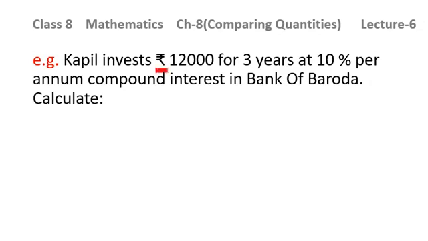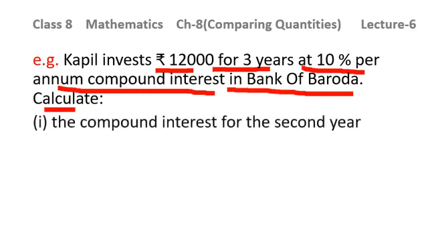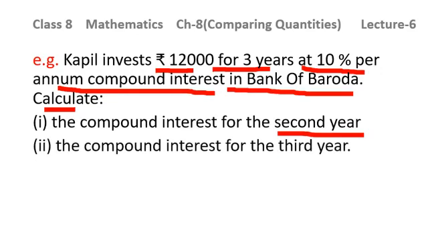Kapil invests rupees 12,000 for 3 years at 10% per annum compound interest in Bank of Baroda. We need to calculate the compound interest for the second year and the compound interest for the third year. So what is the principal here? 12,000 rupees. Time is 3 years. Rate of interest is 10% per annum, and we need to calculate the compound interest for the second year and third year. Let us see how we will calculate it.